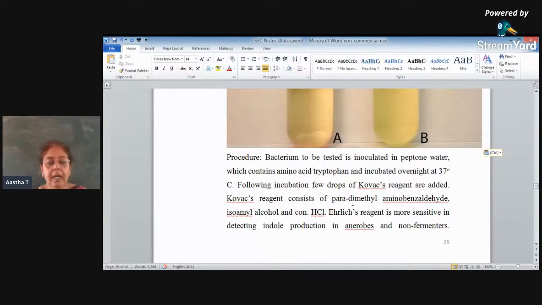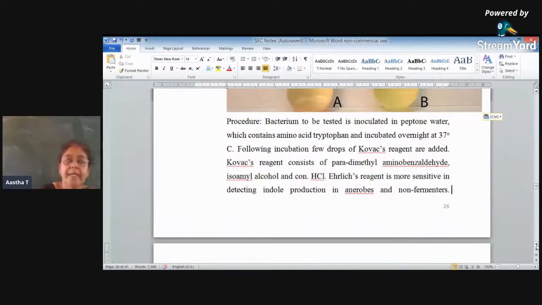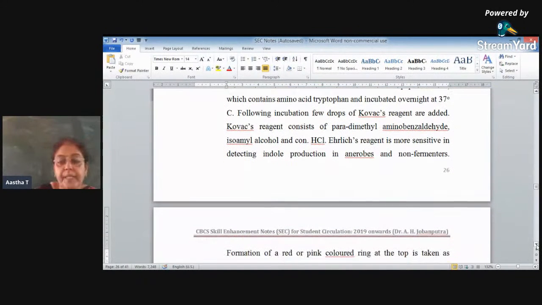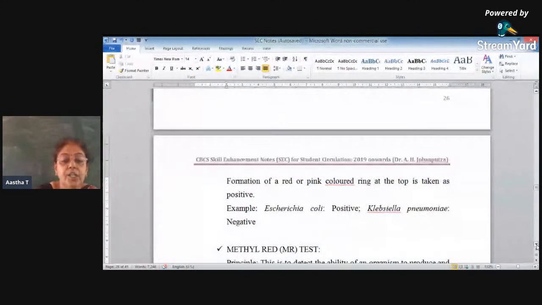So when you add these drops of Kovacs reagent, this aldehyde will react with the indole which is produced by the organism, and it will give the cherry red ring at the top. This indicates the test is positive.